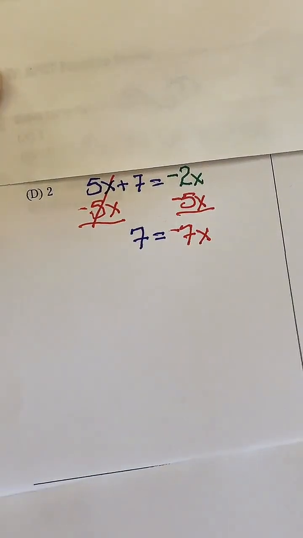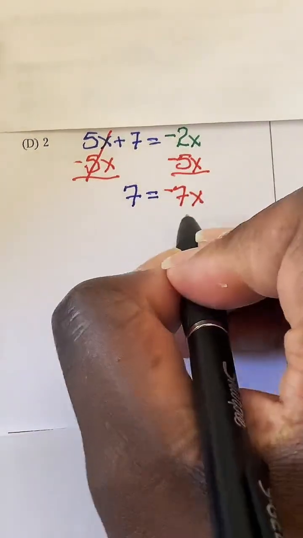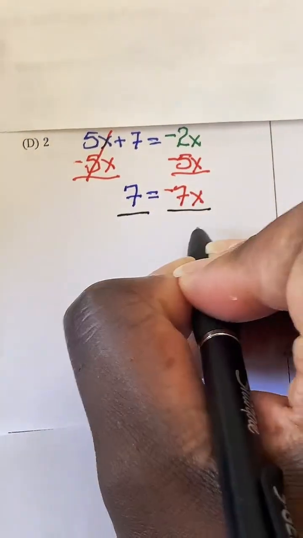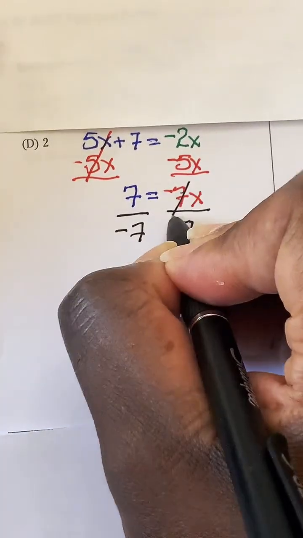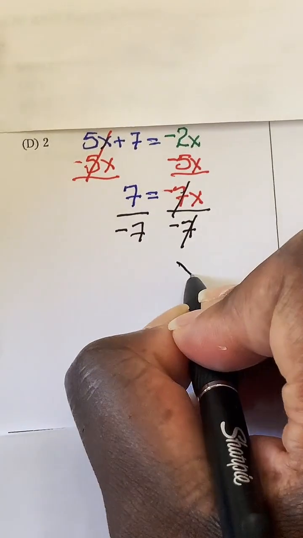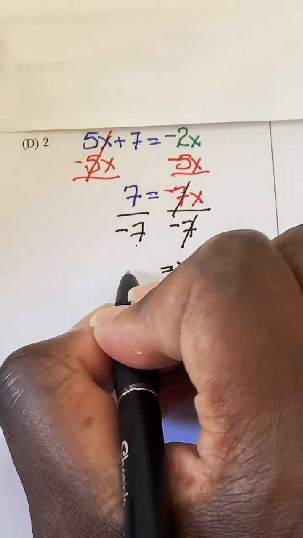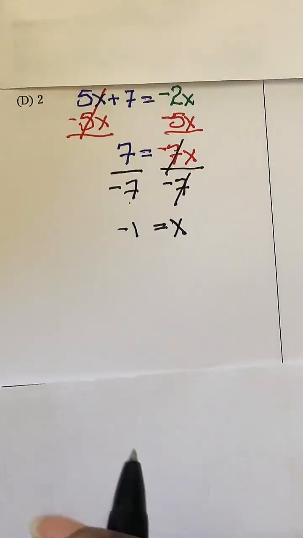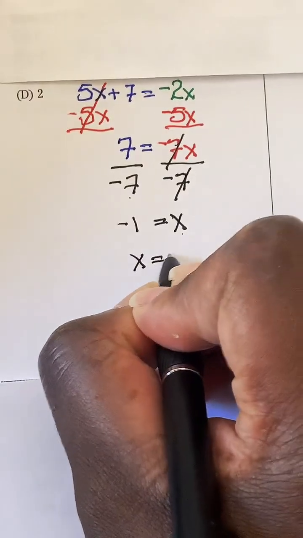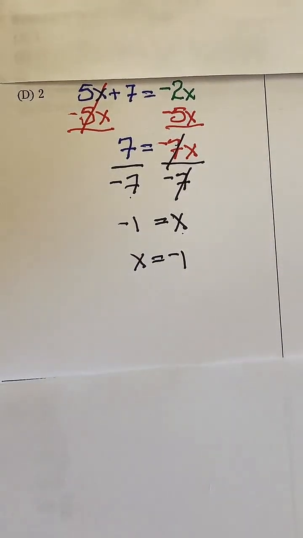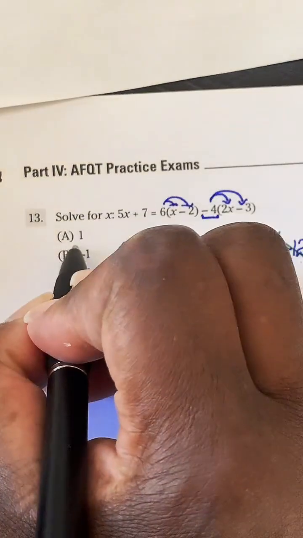So after we do this, we're going to distribute. Well, not distribute, we're going to divide. So we want to isolate our x. So we're going to divide both sides by that negative 7. So boom and boom. That leaves me with my x equals, and 7 divided by negative 7 will give me negative 1. So you can say negative 1 is equal to x, or you can flip it around and say x is equal to negative 1. So our answer choice for this is going to be B.